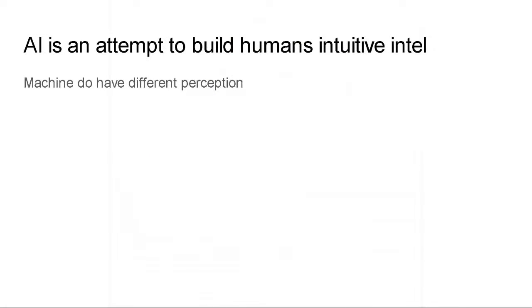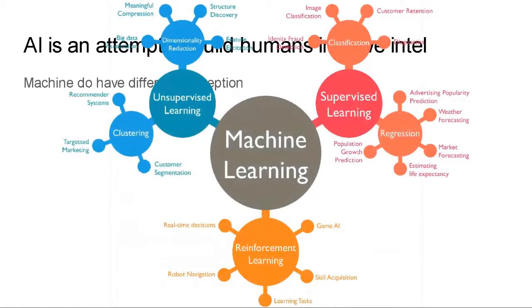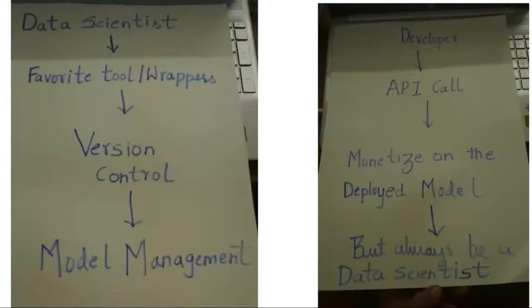AI is an attempt to build a human-like intuitive intelligence. Every time you make some changes in your learning, you have some sort of an intuitive thought, and that is what you want to mimic here. That is what you want to say: hey, this is what I'm thinking about, and this is what I'll be working towards.